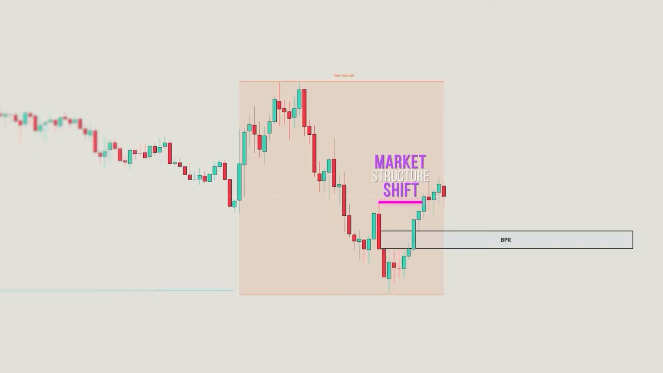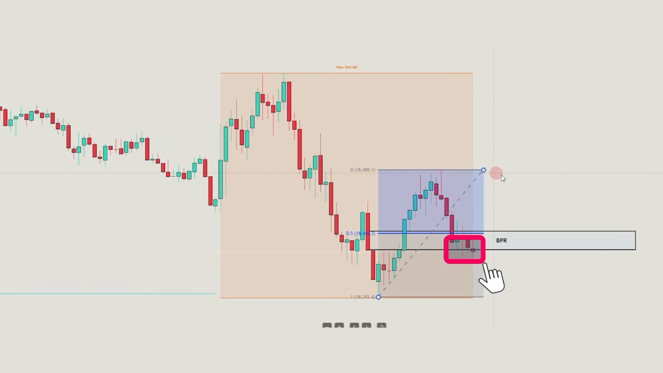After that comes the market structure shift. This is the moment the market changes direction. The previous trend breaks, key levels are violated, and momentum switches. This is the third confirmation that the reversal isn't random. Now comes the entry. Venom uses the OTE, optimal trade entry zone, a retracement between the 61.8% and 78.6% Fibonacci levels. This isn't just a pretty number on a chart. It's the zone where professionals most often scale into positions. That's exactly where the trade is taken.